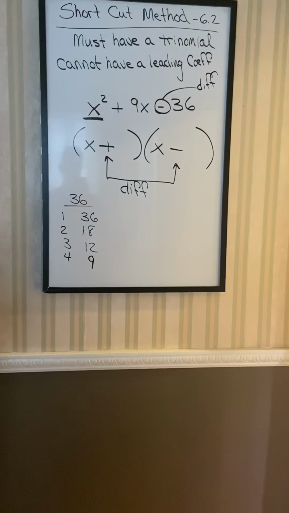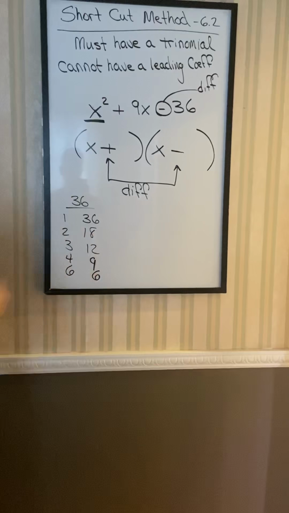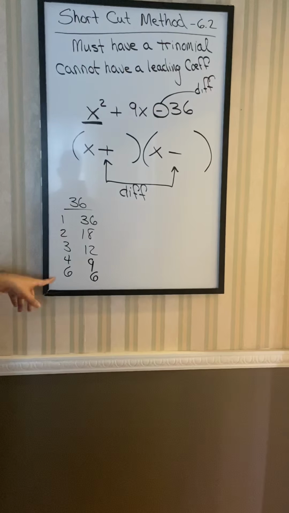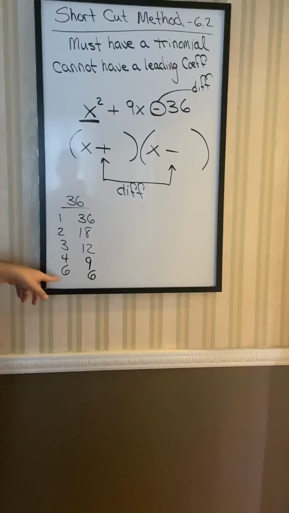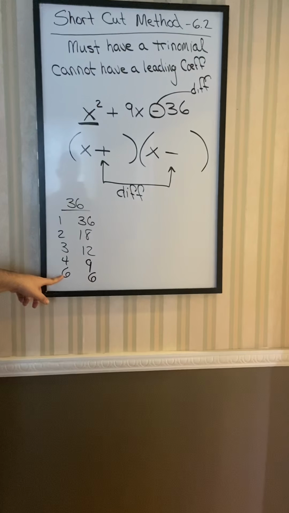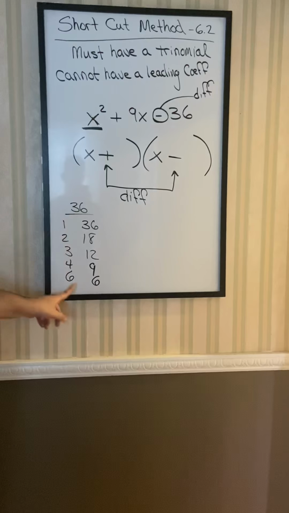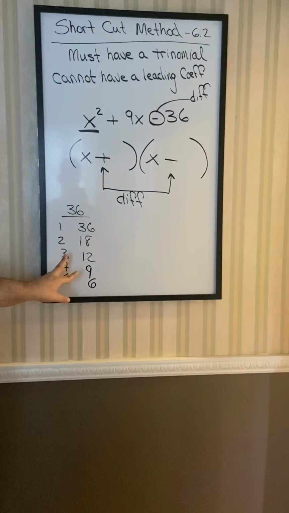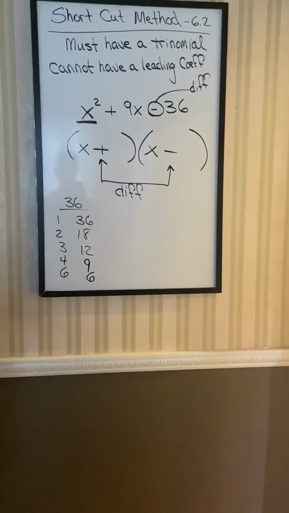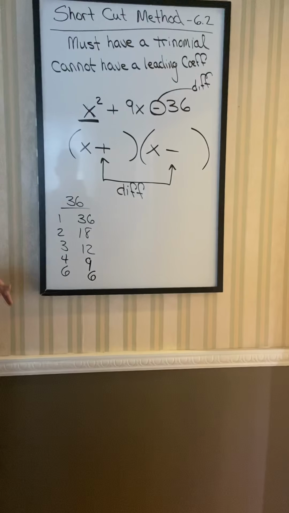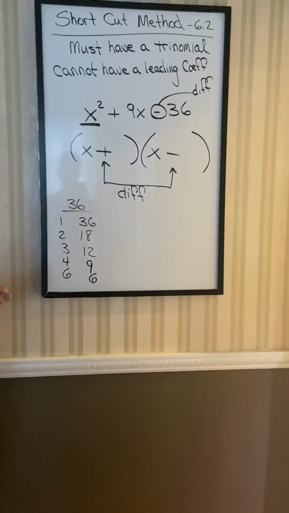Keep on going in line. 6. 36 divided by 6 is 6. How about 7? Nah, you get a decimal point. 8? Nah, you get a decimal point. 9? Yes, it goes in there 4 times. But notice it's already up here. 4 and 9 and 9 and 4. Once you repeat a combo that's already on the list, even if it's out of order, 4 and 9 versus 9 and 4, once you repeat a combo, you're done. You don't have to say, well, does 10 go in there evenly? 11 goes in there evenly? Once we hit a repeat, you got every single combo that makes up 36.